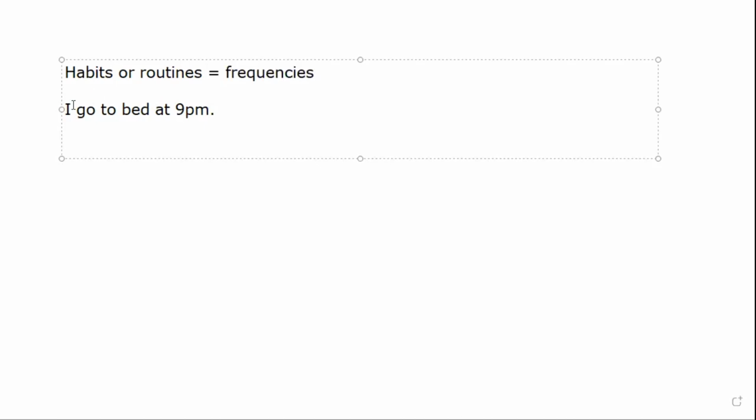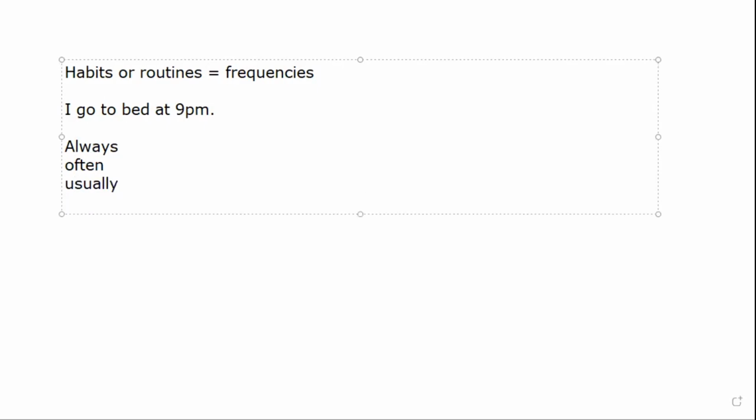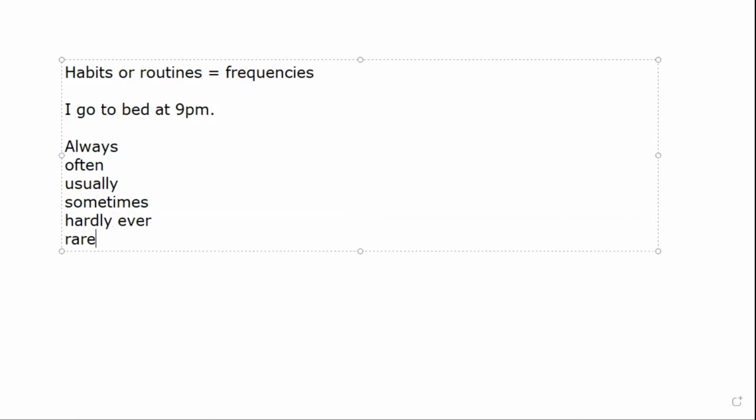E a frequência pode mudar. Então, por exemplo, às vezes eu vou para a cama às 9. Eu sempre vou para a cama às 9. Eu nunca vou para a cama às 9. Então, existem frequências aí. Quais são elas? A gente começaria com always, que é sempre. Aí a gente poderia dizer often, que é frequentemente. Usually, que é geralmente. Sometimes, que é às vezes. Hardly ever, que é quase nunca. Rarely, que é raramente. Aí a gente poderia dizer never. Então, estão todas as frequências aqui.